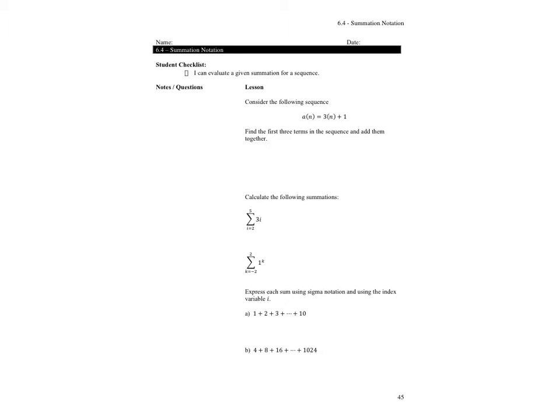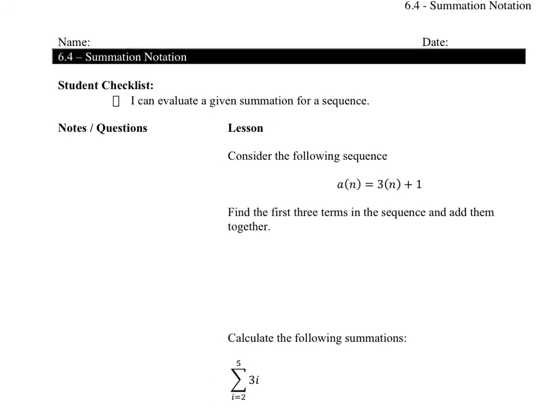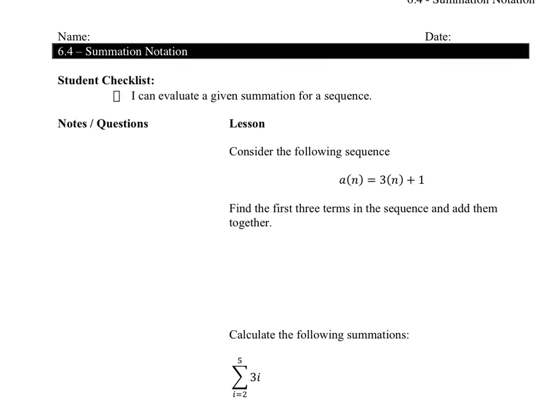All right, so what we're going to do in this lesson is just a very simple progression from what we've been doing with these sequences to start performing some operations on these sequences. All right, so it begins with us just using a sequence that we should be pretty familiar with, just a basic arithmetic sequence here, and we're going to consider this sequence A of n. And we're asked to find the first three terms and then add them all together.